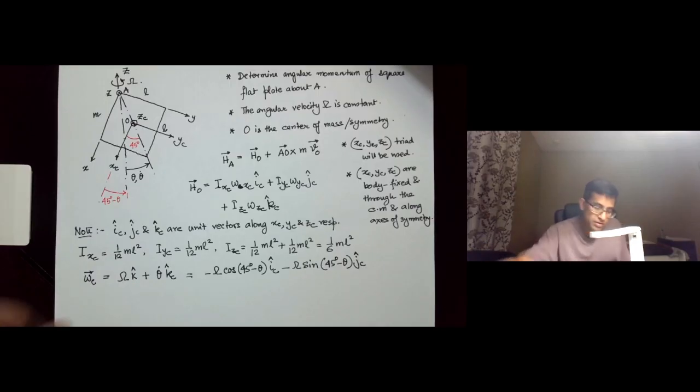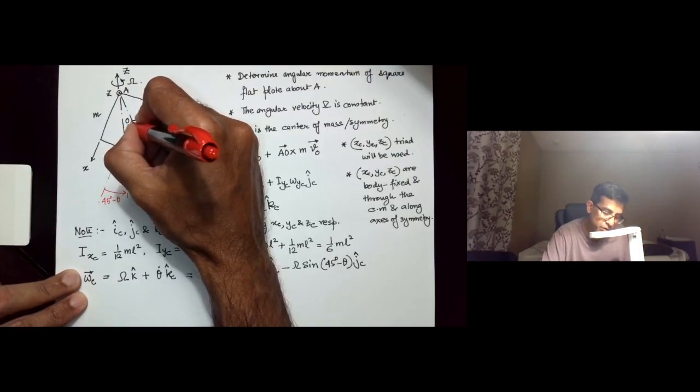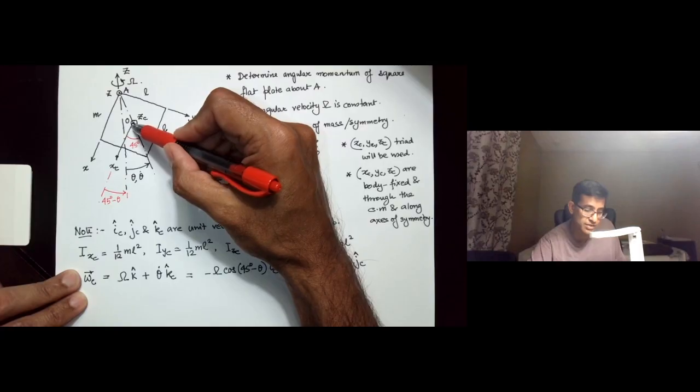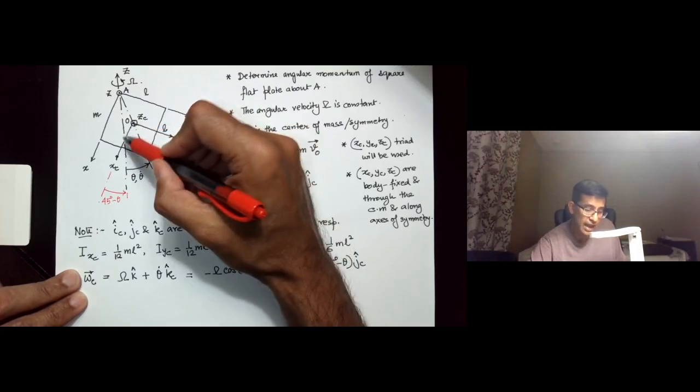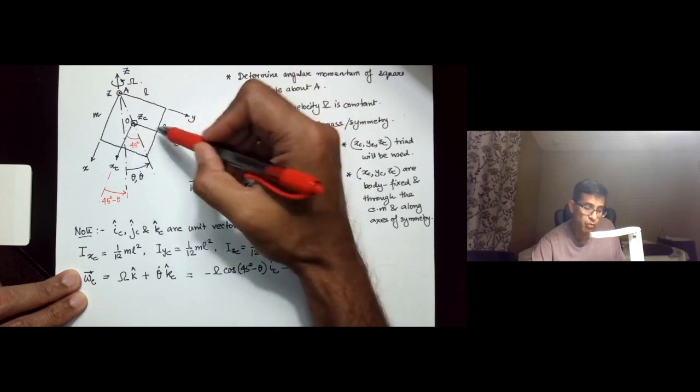and that is because you see the angular velocity vector is going to be somewhat like this, and it's going to have a component in this direction, which is in the negative xc direction, and it is going to have a component in this direction, which is in the negative yc direction.